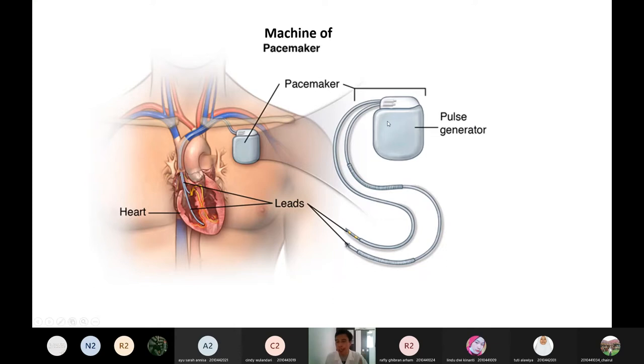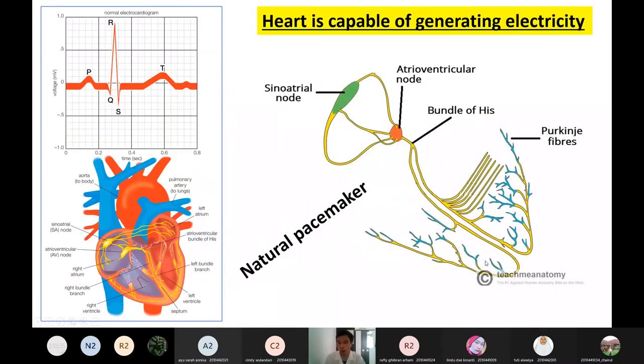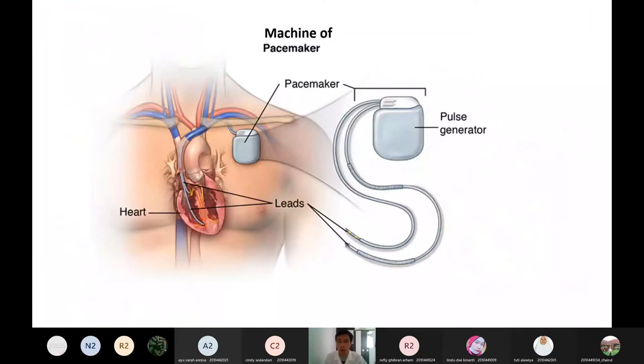produces its electric pulse, it will be transmitted through this wire, and therefore it will trigger the electricity of these muscles in the sinoatrial node and also in these ventricles. And therefore, the heart could function as normal as with a natural pacemaker. That is the machine inspired by this kind of design of the natural pacemaker.